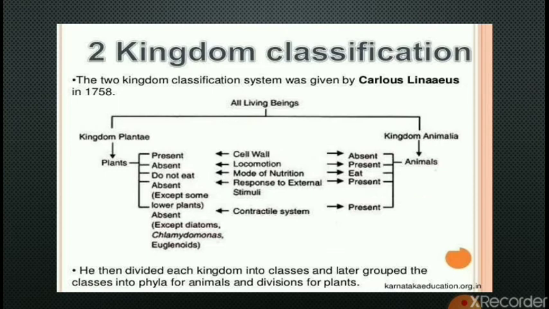As you can see, in two kingdom classification, Carolus Linnaeus classified all living beings into two broad categories, Kingdom Plantae and Kingdom Animalia. He further divided each kingdom into classes and later grouped them into phyla for animals and divisions for plants.